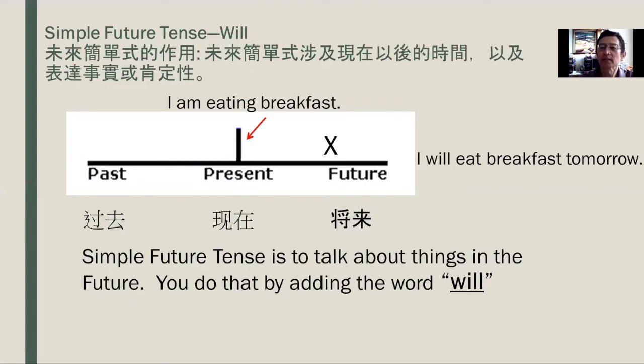You will probably find that the simple future tense in English is easier to learn because in most cases, you simply make the future tense by adding this word will. In this example I gave, I will eat breakfast tomorrow. You can also say, I will eat breakfast. And that is also meaning the future tense. You are not eating breakfast now, but I will eat breakfast tomorrow, or I will eat breakfast later, or simply you can say, I will eat breakfast.